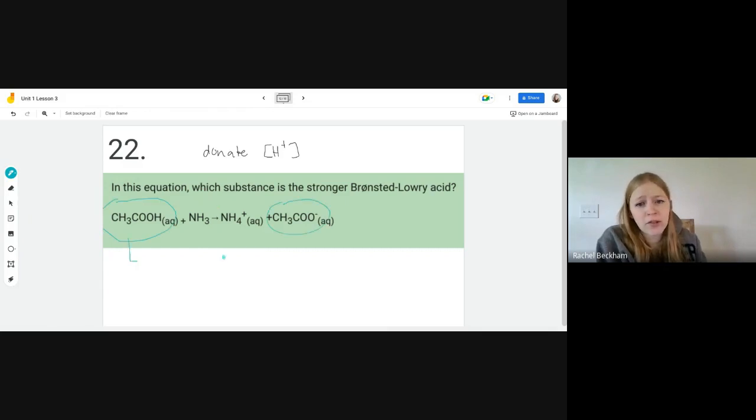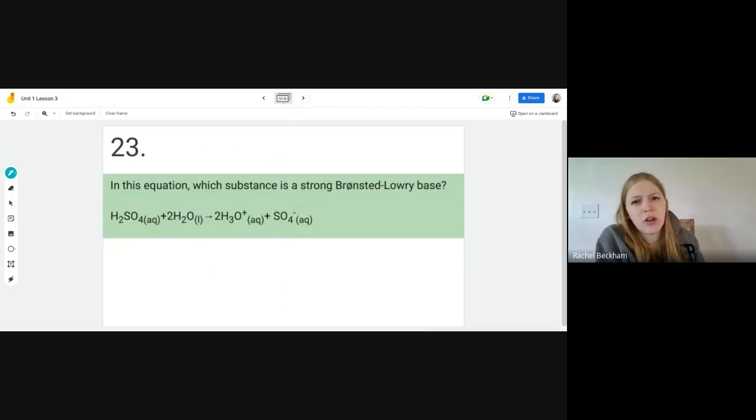So when you look at this scenario here, what happened? Did it donate or accept H plus? Well, in this scenario, you can see that the H is missing. And so in the process of the before and after, it donated H plus. So it is the Bronsted-Lowry acid, the CH3COOH.